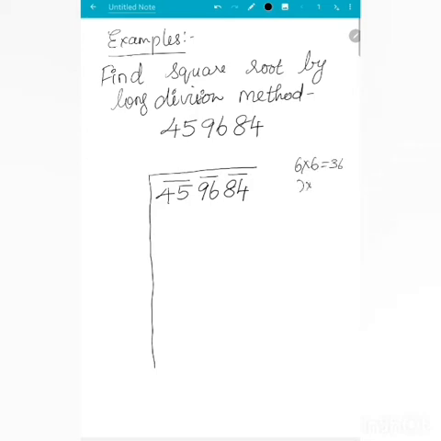Means 6 6s are 36. Okay. Again 7 7s are 49 will come. So don't take 7. So 6 6s are 36. Okay. What is 45 minus 36? It's nothing but 9. Okay.